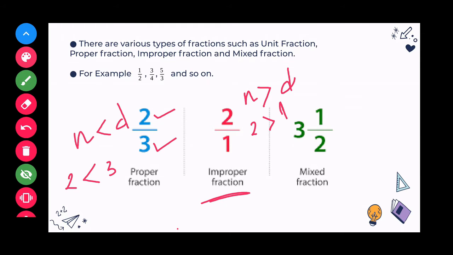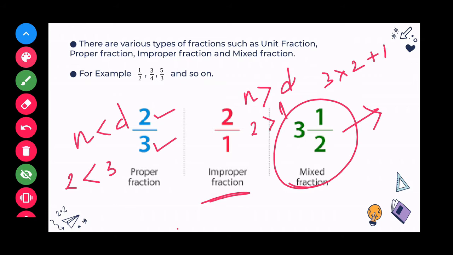We all know what a mixed fraction is. A mixed fraction can be represented as an improper fraction by suitable operations, which we already know, wherein 3 and 1 by 2 can be written as 3 into 2 plus 1 by 2, which can further be written as 3 into 2 is 6, plus 1 is 7 by 2.